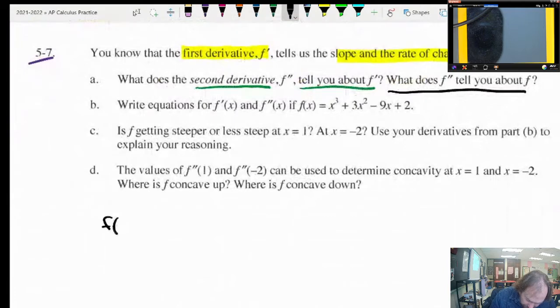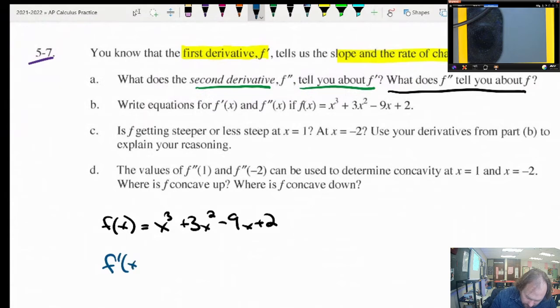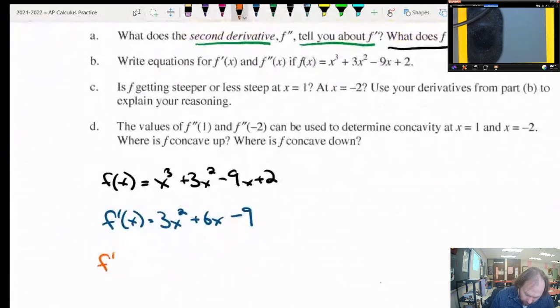F of x, the original function, is x to the third plus 3x squared minus 9x plus 2. So our derivative, f prime of x, just following the power rule, is 3x squared plus 6x minus 9. Notice how it dropped down a degree. That always happens. F double prime here in orange would then be 6x plus 6. Drop down another degree, which always happens. When you take derivatives, you drop down a degree. If you integrate and go up antiderivatives, you'll go up a degree. There's question B. I like that answer quite a bit.